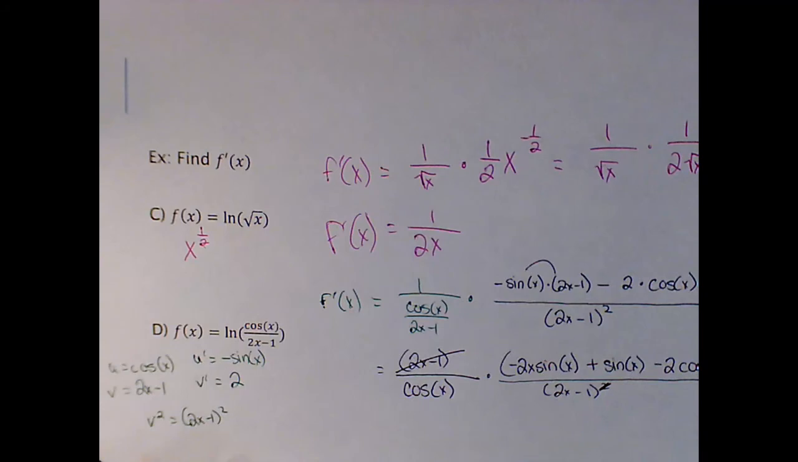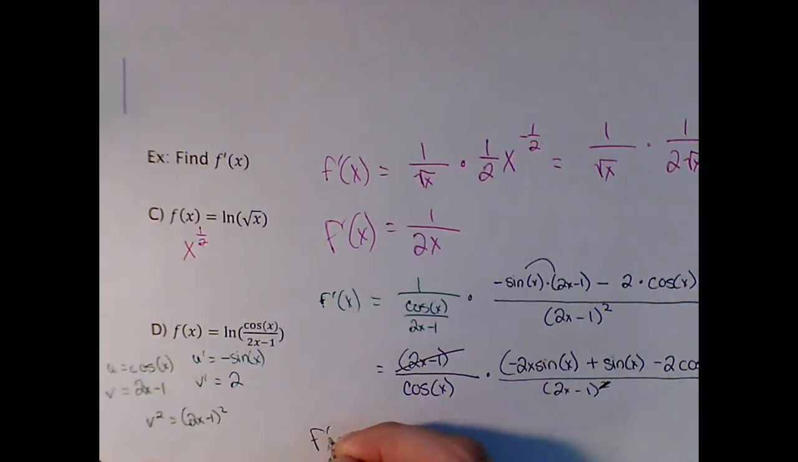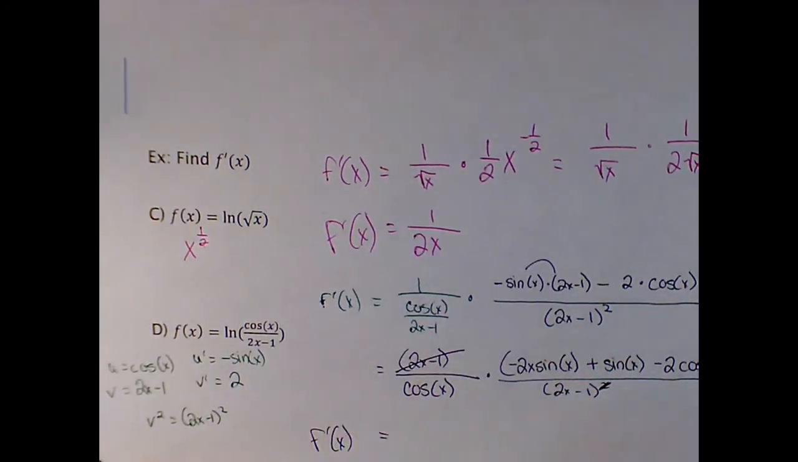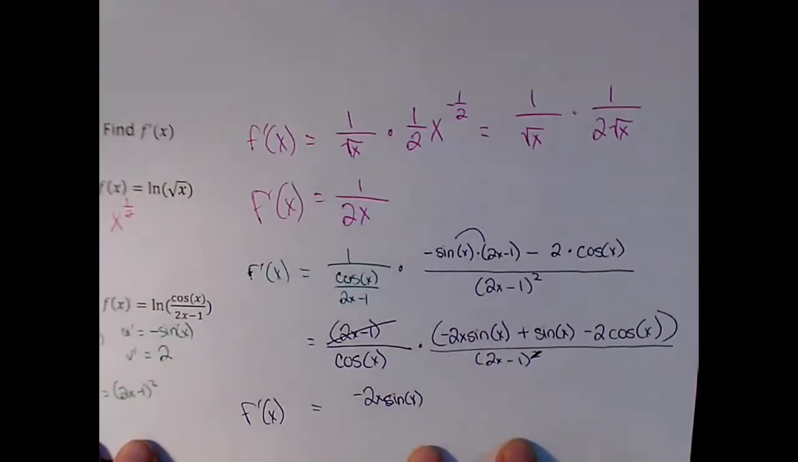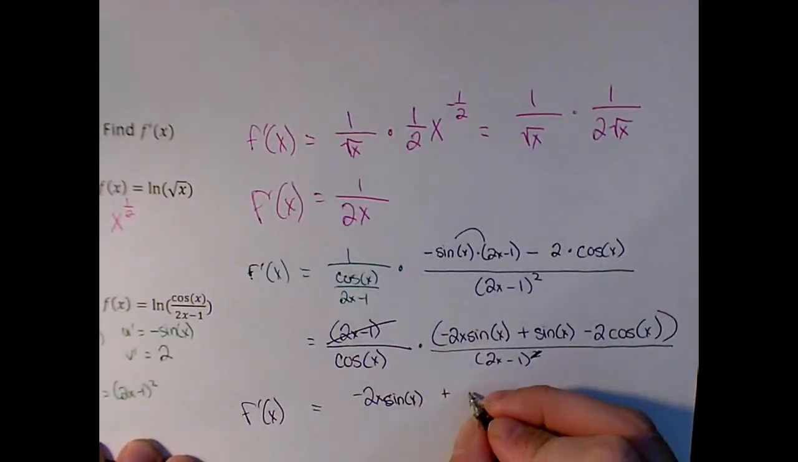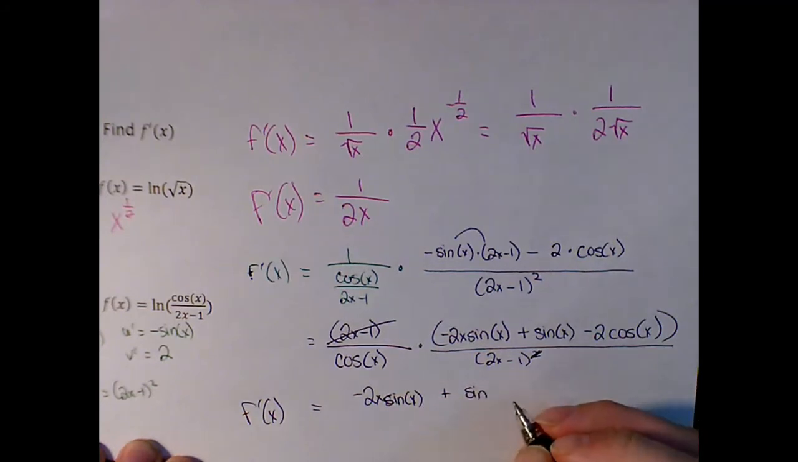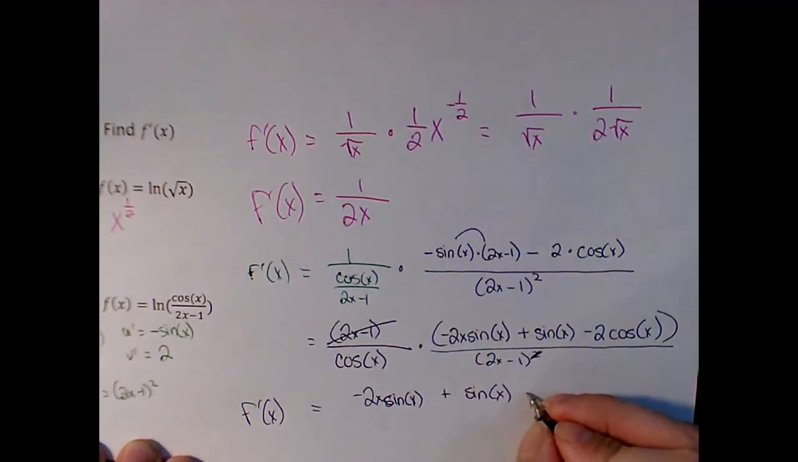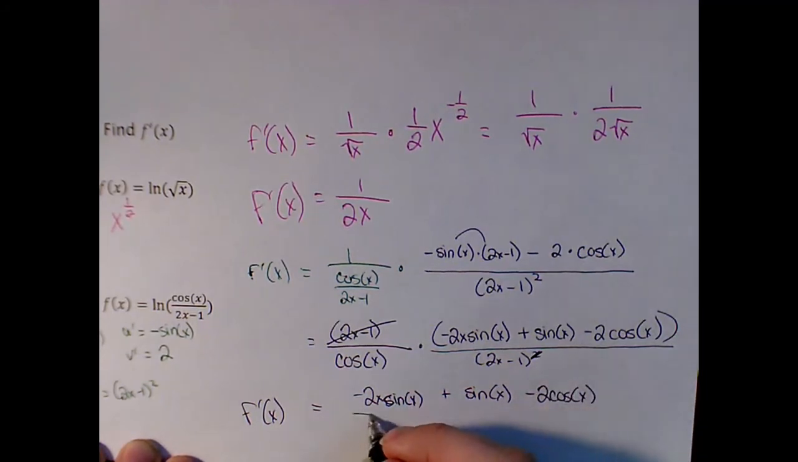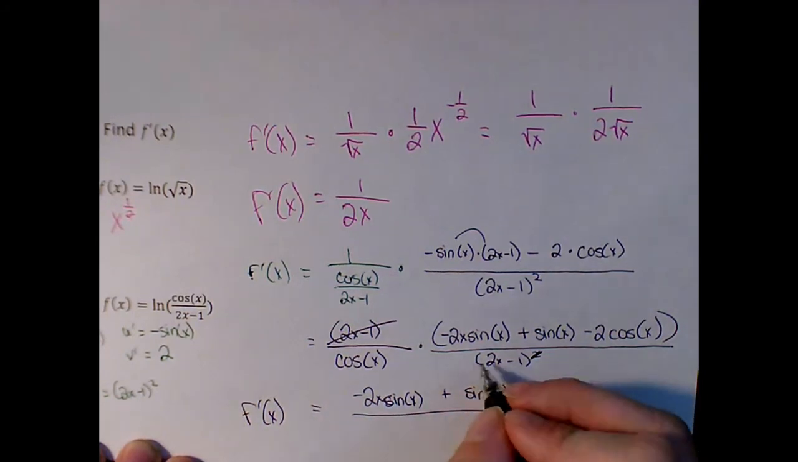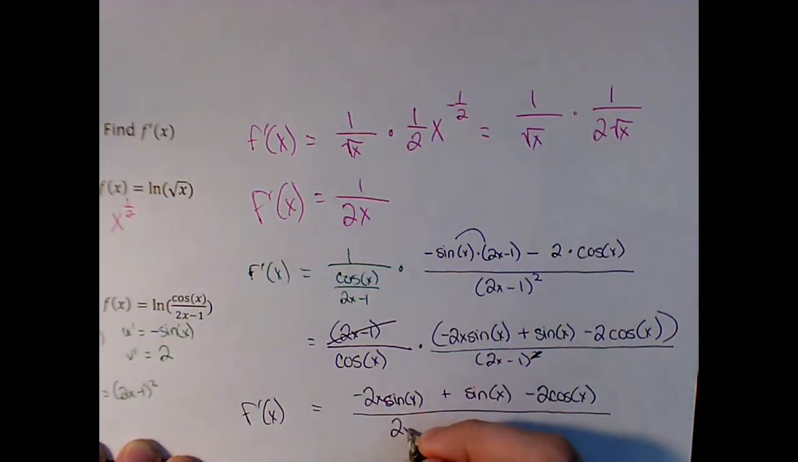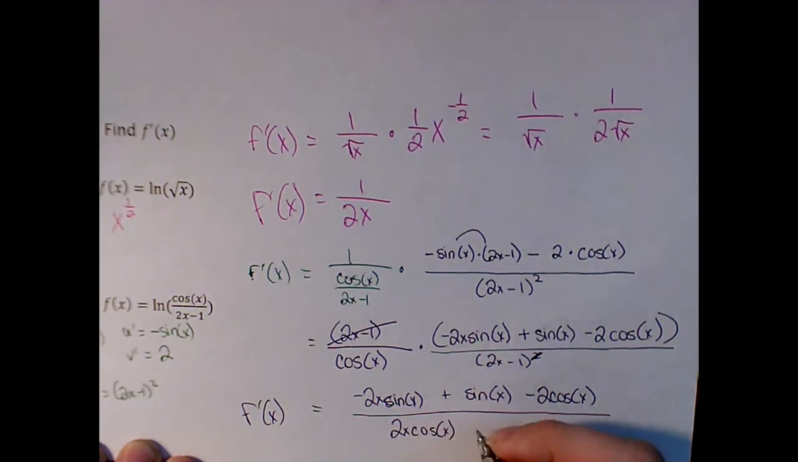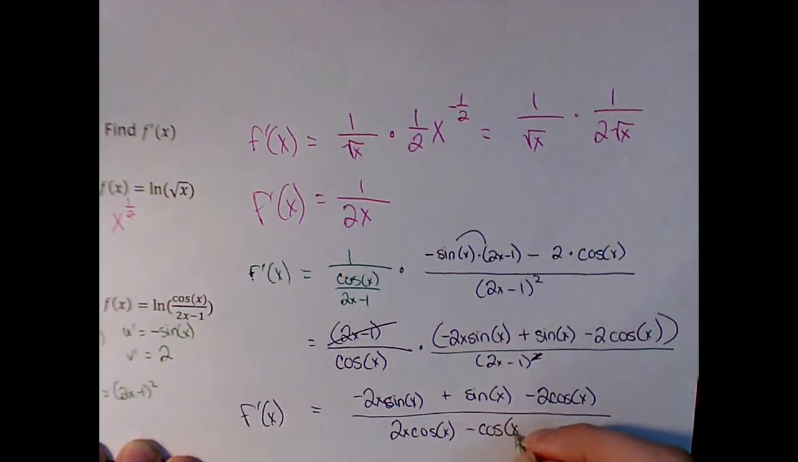And I'm not sure any other magic happens. I don't see it. So it's just all a matter of putting it all together. The entire top is negative 2x sine x plus sine x minus 2 cosine x, all over, if I distribute that, I get 2x cos x minus cos x. Gross.